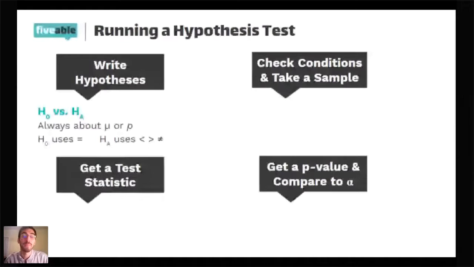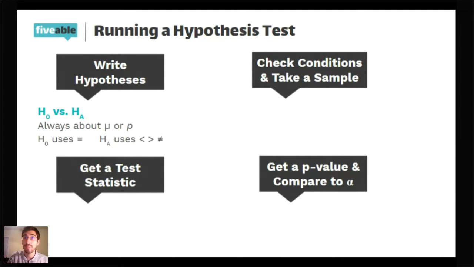All good. And the other thing with these is they're always about parameters. So a way that exam writers will try to trick you is, especially in multiple choice, they'll sometimes put p hat and x bar in the hypotheses. That's no good. The hypotheses should always be about the population.